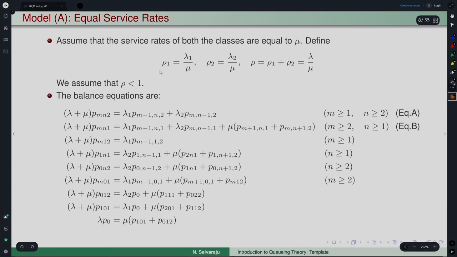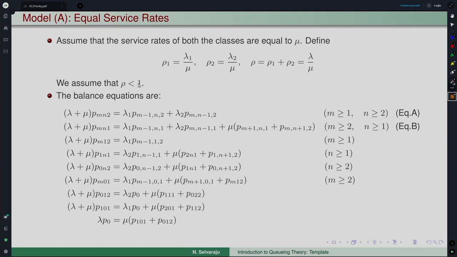Then we define rho 1 equal to lambda 1 by mu, rho 2 as lambda 2 by mu, and rho as rho 1 plus rho 2, which is lambda 1 plus lambda 2 by mu, and that is lambda by mu. We will assume that rho is less than 1 for the stability of the system, for the underlying Markov chain to be positive recurrent and so on. All these lambda 1, lambda 2, mu, of course, we assume to be strictly greater than 0. So, rho less than 1 is the stability condition required for this steady state to exist.